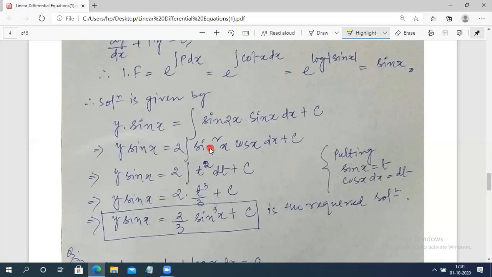Now if you solve this integration with the substitution method, you can see if we put sin x is equal to t, what will happen? It will be cos x dx equal to dt. So you can write this as t² cos x dx will be dt, so t² dt, and if you integrate it, we'll get t³/3 plus c. So this is your required solution.